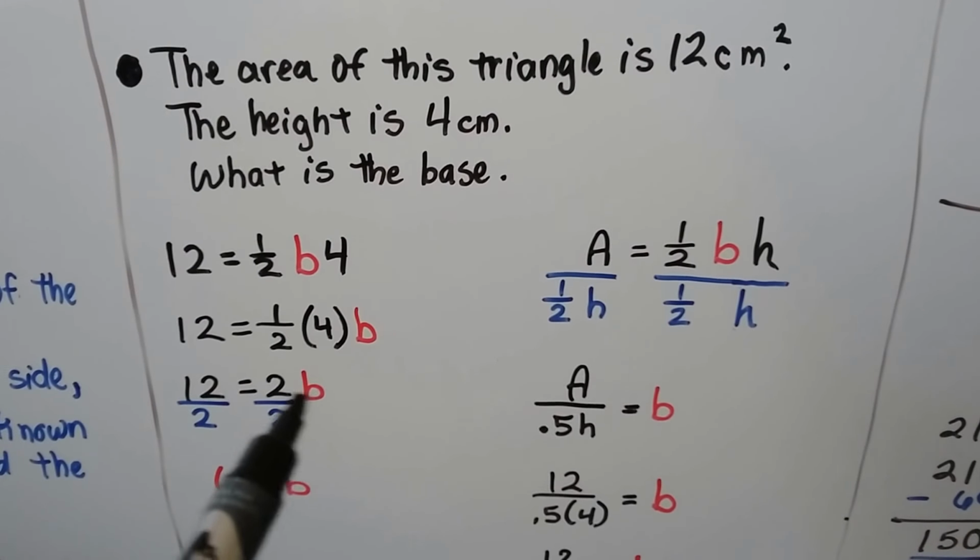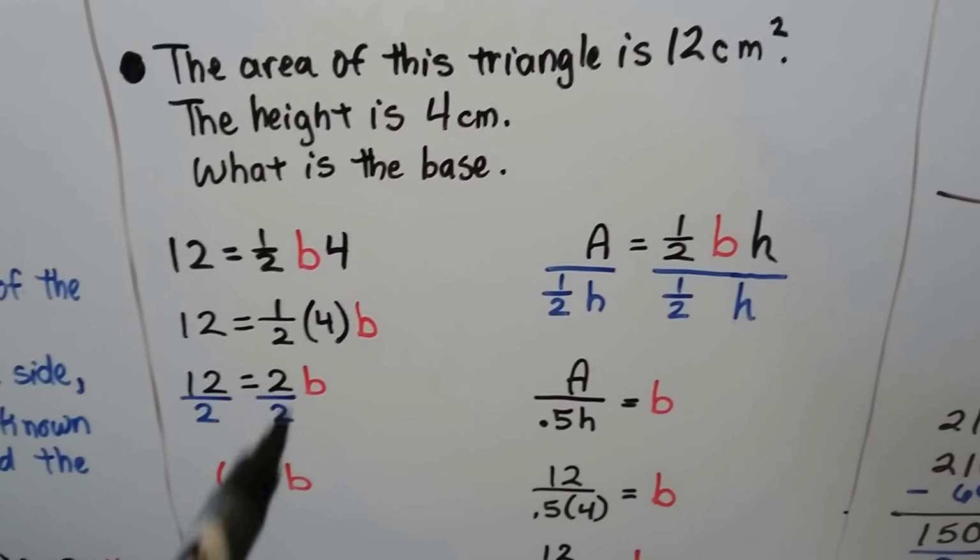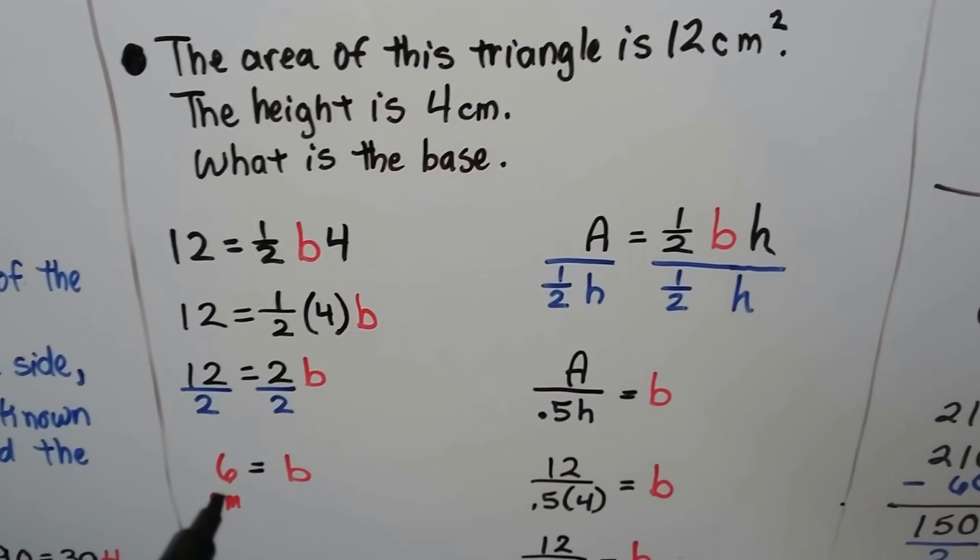To get this b alone, we divide both sides by the 2. That makes a 1. We have 1b on this side, and 12 divided by 2 is 6.